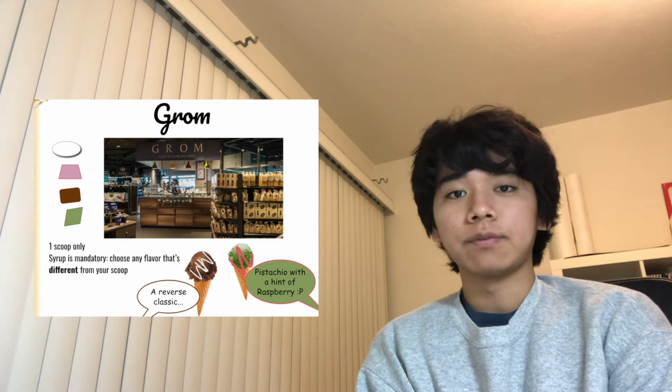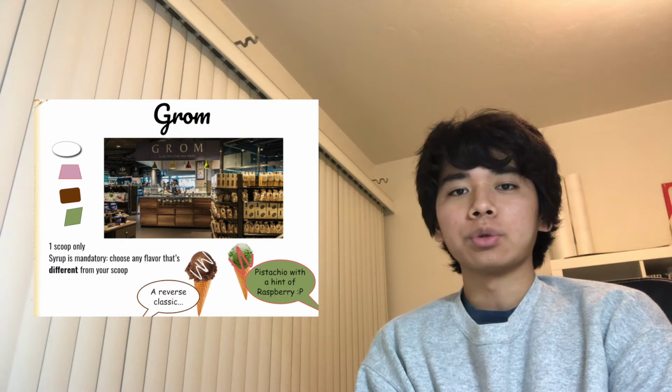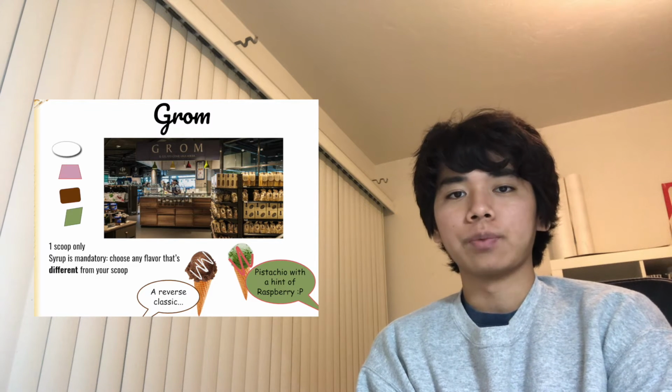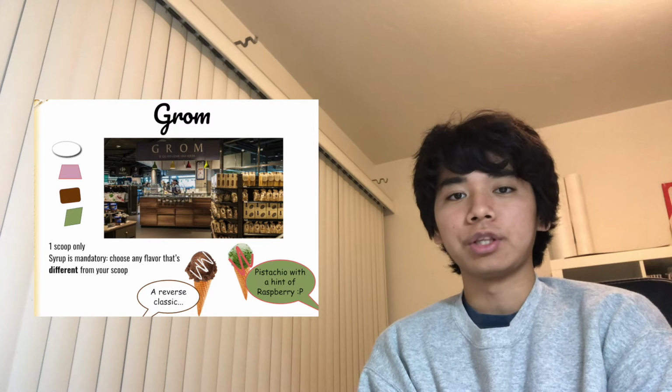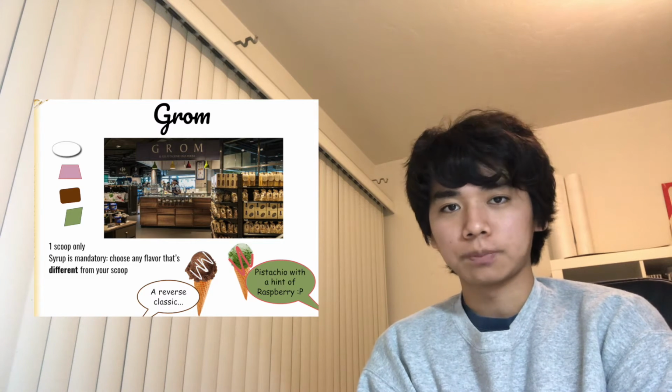Alright, so the next scenario is Grom, where you had to pick one scoop of ice cream, and you also need syrup with the ice cream. However, the flavor of the syrup has to be different from the scoop of your ice cream. So for A, to have a different combination than the person before you that ordered, it's really easy, but you just need to keep in mind that the syrup and ice cream combinations have to be different.